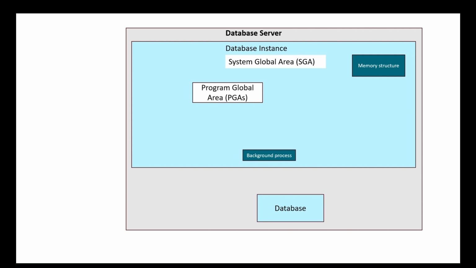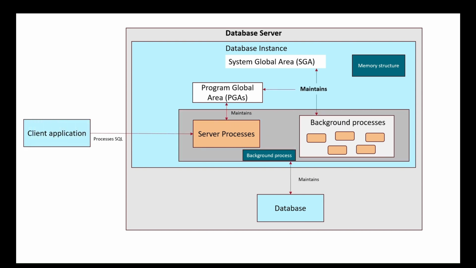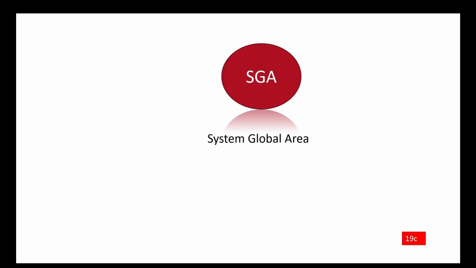which is non-shareable, that is, every Oracle process has its own PGA. Oracle database has many background processes and server processes for different purposes, which manage client application requests, user requests, and interact with Oracle database and background processes. Now let's see how to manage memory structure in the Oracle database. Let's start to see how to monitor SGA first.